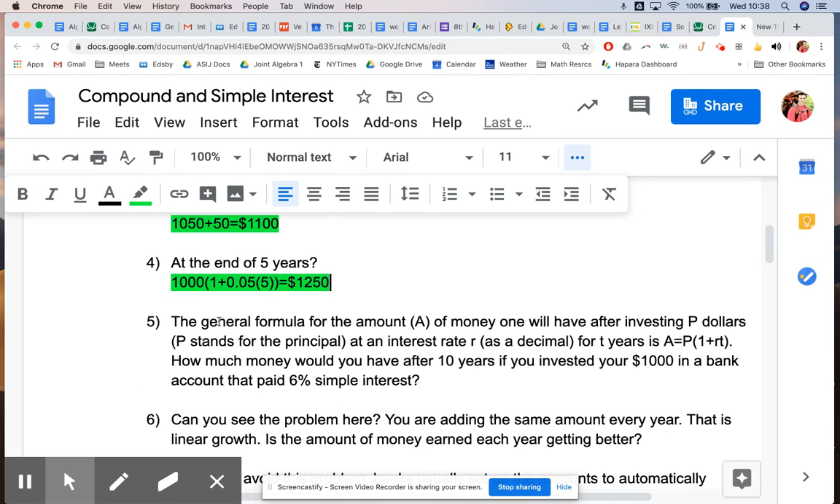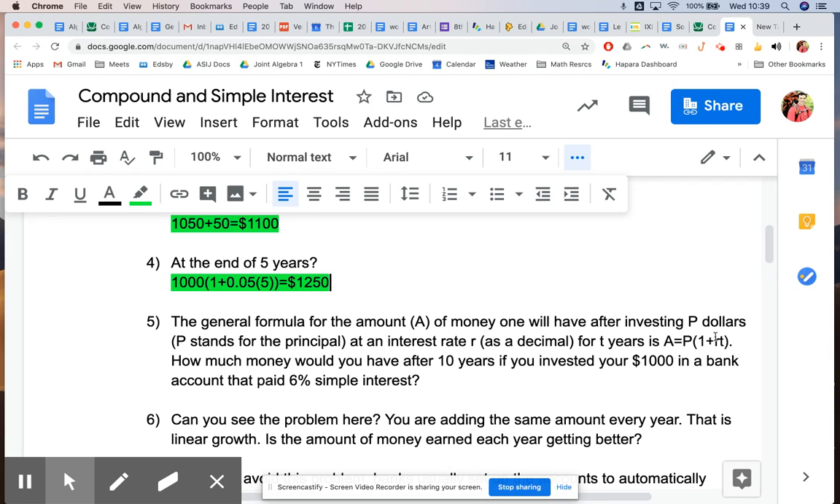And there is actually a general formula for the amount of money one will have after investing P dollars. Why do they use P for what you start off with? It actually stands for the word principal, which is the money that you invest. For interest rate, we don't use the letter I, we use the letter R for the rate, but we change it from a percent into a decimal when we put it into the formula. And for T years, we put the T in there. So the formula is A, again, this is the amount that we end up with. P is what we start off with, times the 1, which is the 100%, plus the R, which is the interest rate as a decimal, times the T. And that formula will give us the answer.